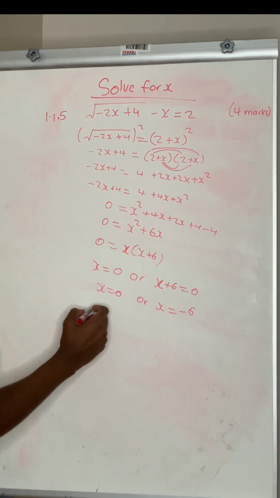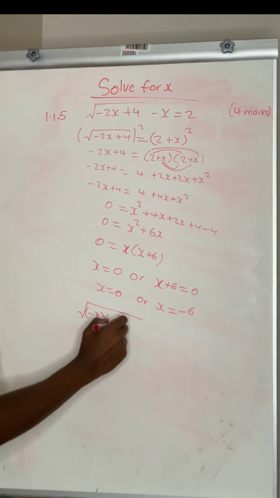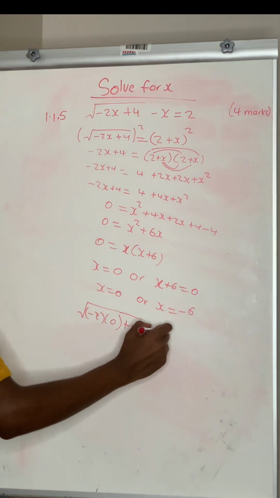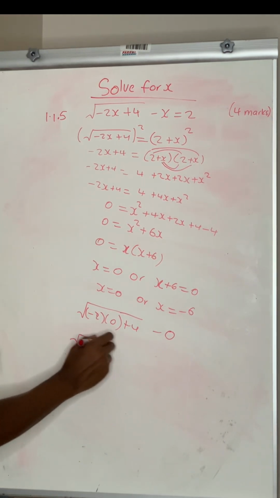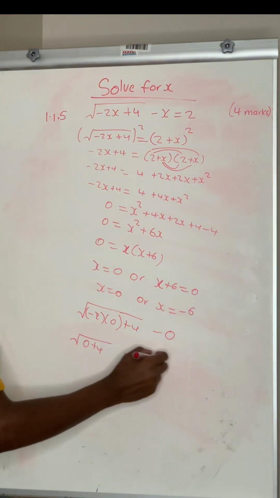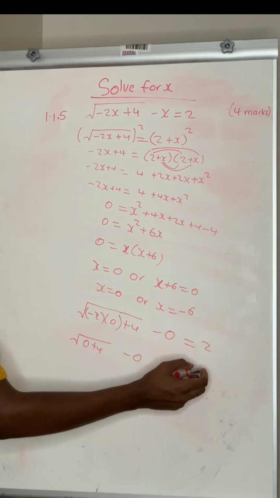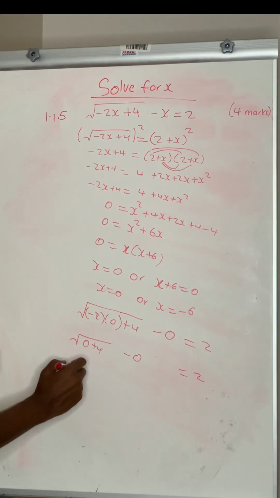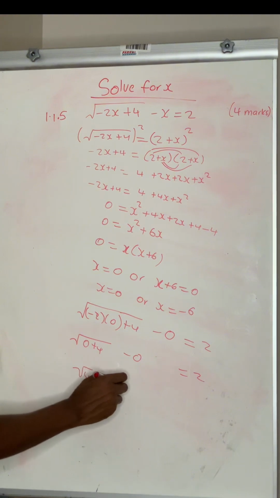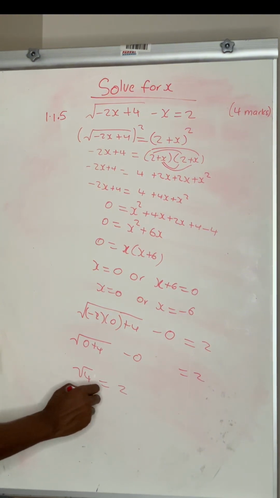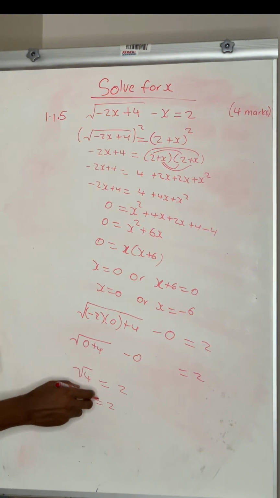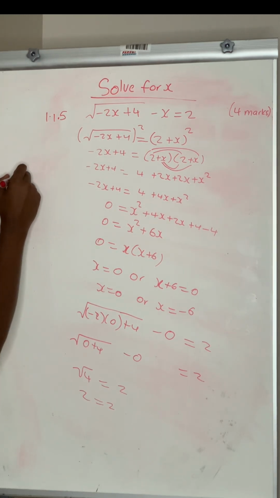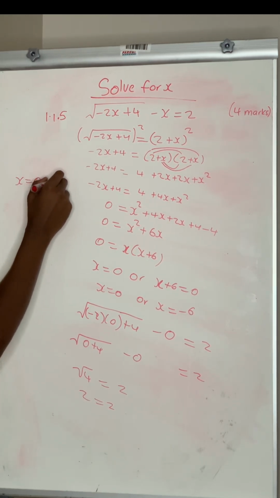So let's try substituting 0 first. So it's the square root of negative 2 times 0 plus 4 and then minus 0. So the square root of 0 plus 4 minus 0. Okay, this is equal to 2. We're trying to see if it's equal to 2. And then the square root of 4 is equal to 2. The square root of 4 is 2, so we can then see that these two answers are the same. So we then state that x is equal to 0 is valid.